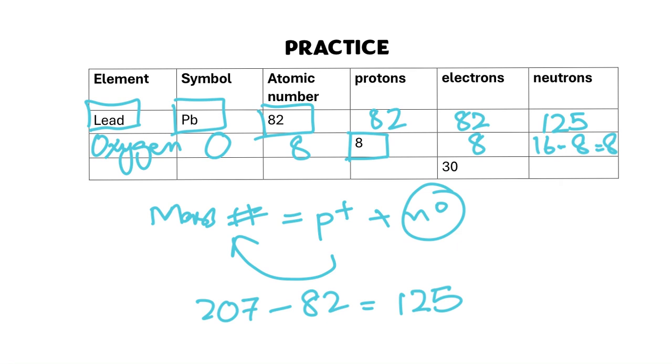Now, to find the name of this third element, the number of electrons is given, which is 30. We know it's a neutral atom, so the number of electrons and protons are always equal. That will be 30. The atomic number will be 30 as well. The element name is zinc, and we write the symbol correctly. The first letter is always uppercase and the second letter is lowercase. The mass number of zinc is 65. So 65 minus 30 gives 35 neutrons.